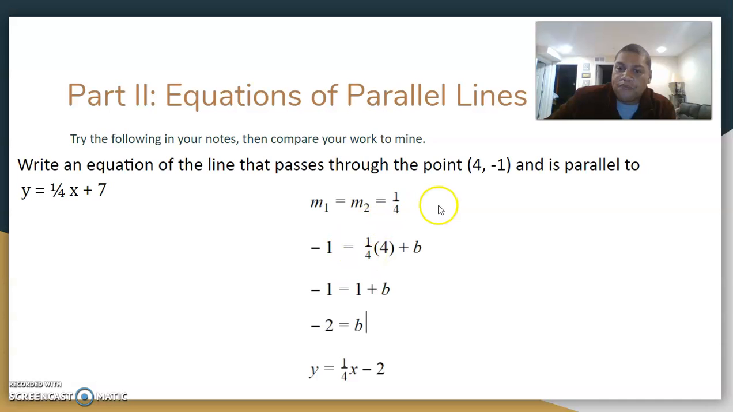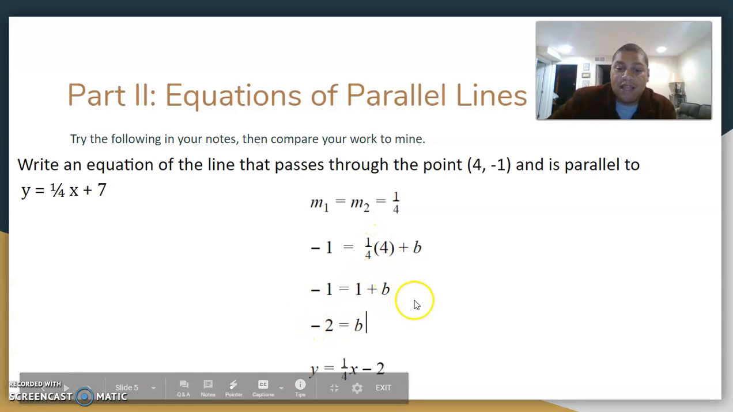Plug in what we know. We know that y is -1. We know that m is 1/4. We know that x is 4, and we don't know b, so that's what we have to leave, and that's what we have to solve. Multiply 1/4 of 4 is just 1. Subtract 1 from both sides, and b is -2.